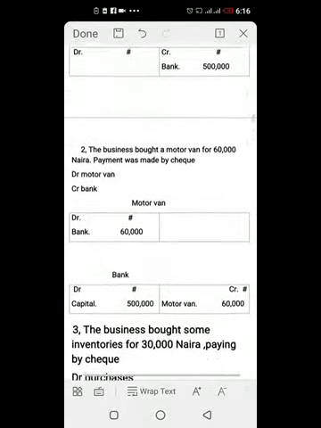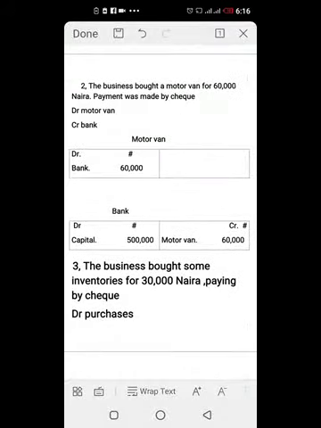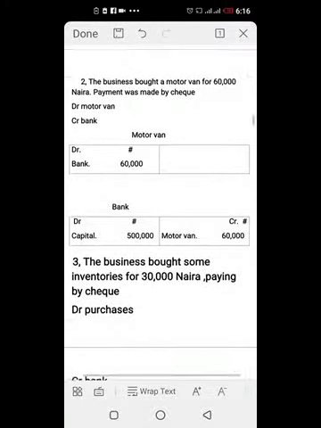Number 2, the business bought a motor van for 60,000 naira. Payment was made by check. That means you debit motor van and then you credit bank. It's already there. Remember, we already have debited bank before capital, and then we credit bank, motor van 60,000 naira. Credit motor van 60,000 naira.